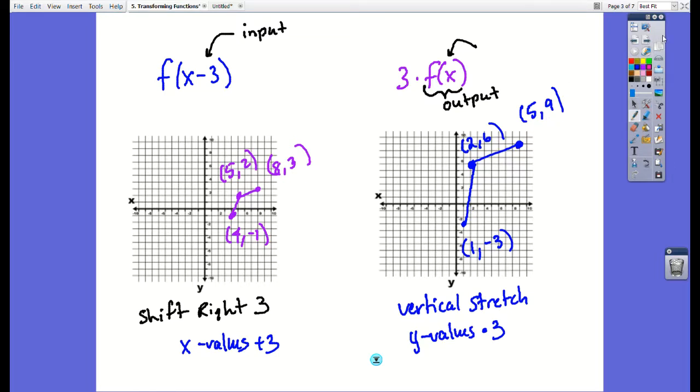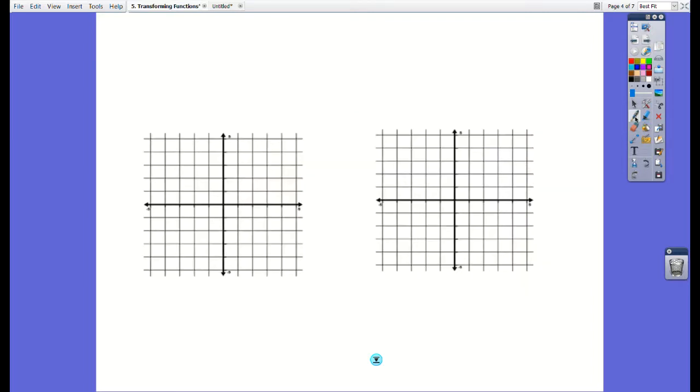All right, so now we've talked about vertical shifts, horizontal shifts, vertical stretches and shrinks. So the next thing we're going to want to look at then is if our a value is negative. So let's take negative of x.